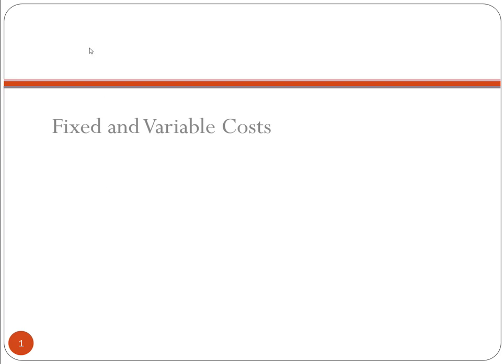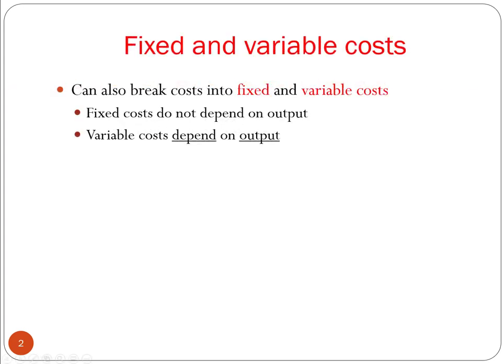So last lecture we talked about how cost functions were a combination of two things: fixed costs, which don't depend upon output, and variable costs that do. So what we want to do this lecture is talk a little bit more about what fixed and variable costs are. As I said, we can break down costs into fixed costs, which do not depend upon output, and variable costs that depend upon output.